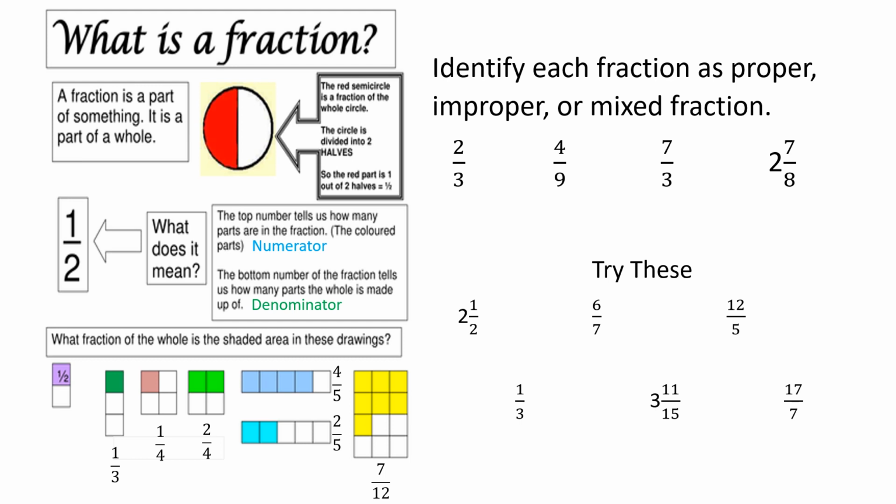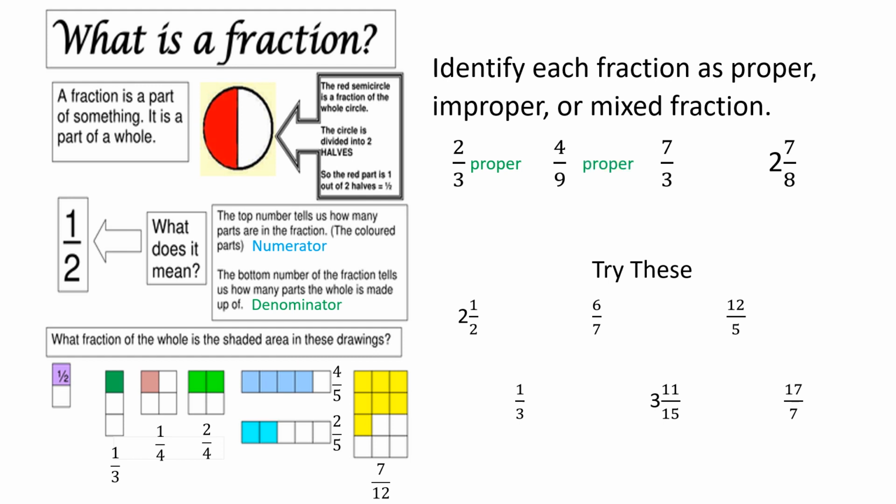Now we're going to identify each fraction as proper, improper, or a mixed number. A proper fraction means the numerator, the number on top, is smaller than the denominator, the number on the bottom. So 2/3, the 2 is smaller than the 3, so that makes it a proper fraction. In the next one, 4 is the numerator. It's smaller than 9, the denominator, so it is also a proper fraction.